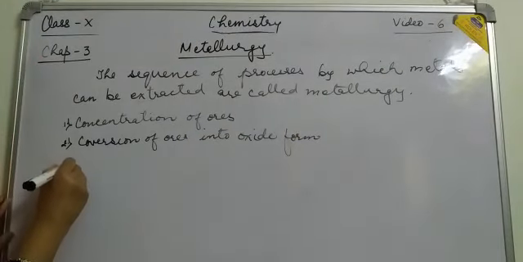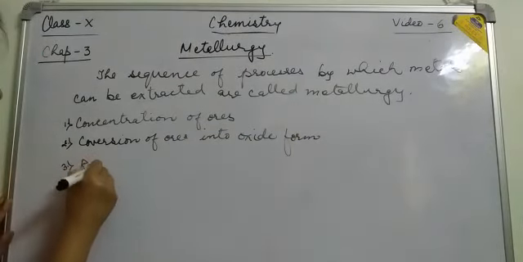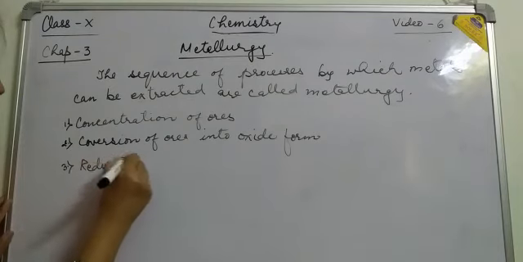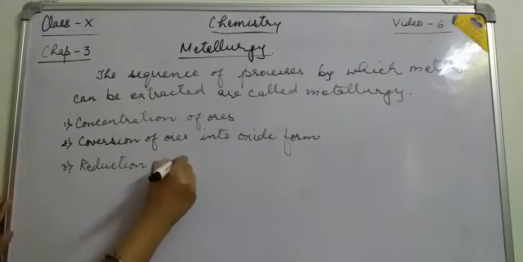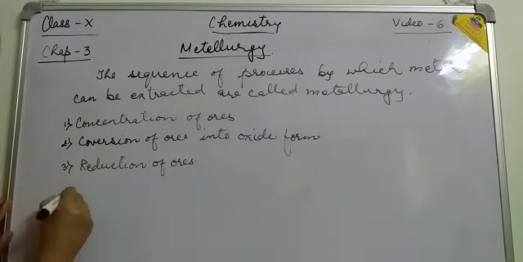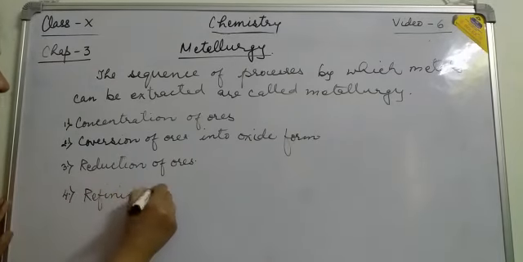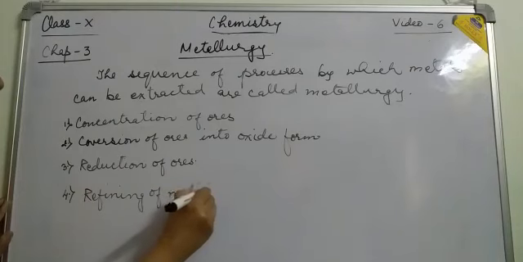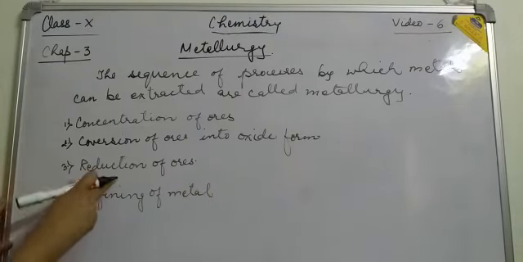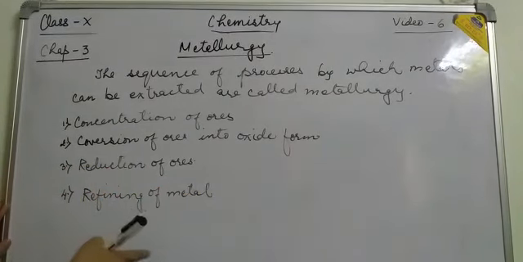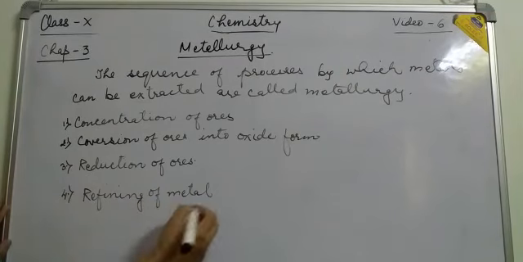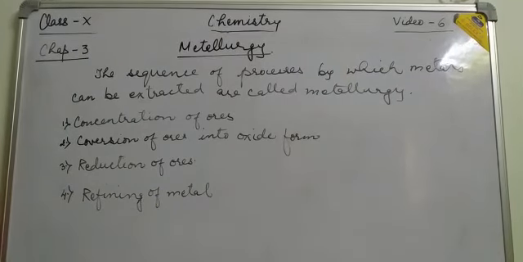And the third process is reduction of ores. And the last process is refining of metals. In the reduction process, we obtain the metal, and after getting the metal, we refine it by electrolysis or by melting the metal at its melting point, etc. So these are the four metallurgical processes.